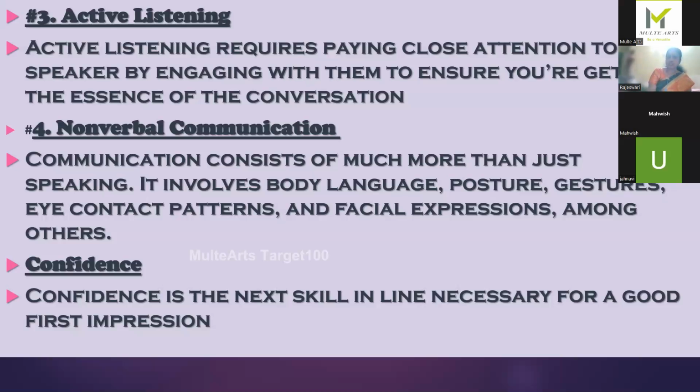So communication consists of much more than just speaking. It involves your body language, your posture, your gestures, your eye contact, and your facial expressions and everything. English is nothing which cannot be taught in this way. And above all, whether you are right or wrong, the first impression always counts the best.